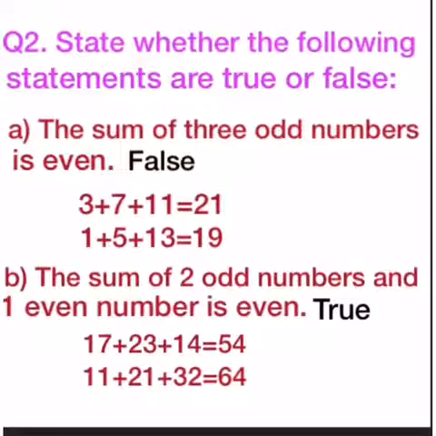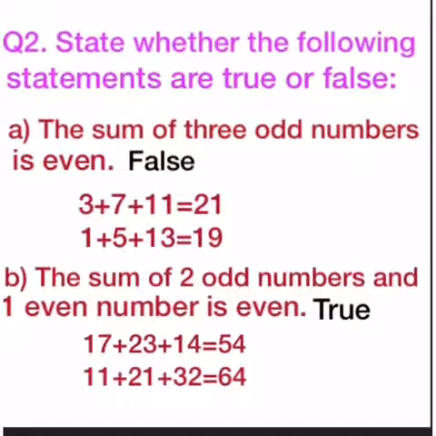So the statement is false. Children, we have three odd numbers, that is 3, 7 and 11. So when we add these three numbers, the answer is 21, which is an odd number. Then we have three numbers again, 1, 5, 13. All the three numbers are odd numbers, and the result is 19, which is an odd number. So the statement is false, that the sum of three odd numbers is even. So here we can say that the sum of any three odd numbers is an odd number.